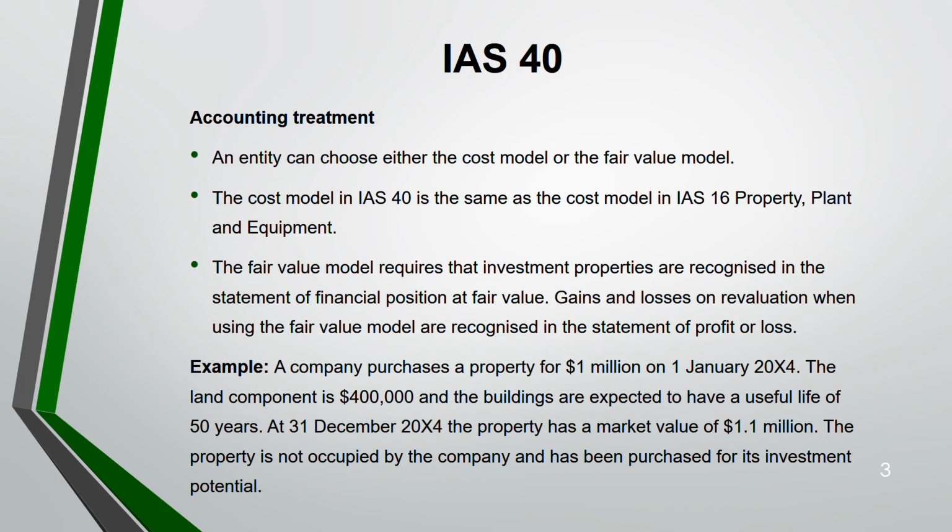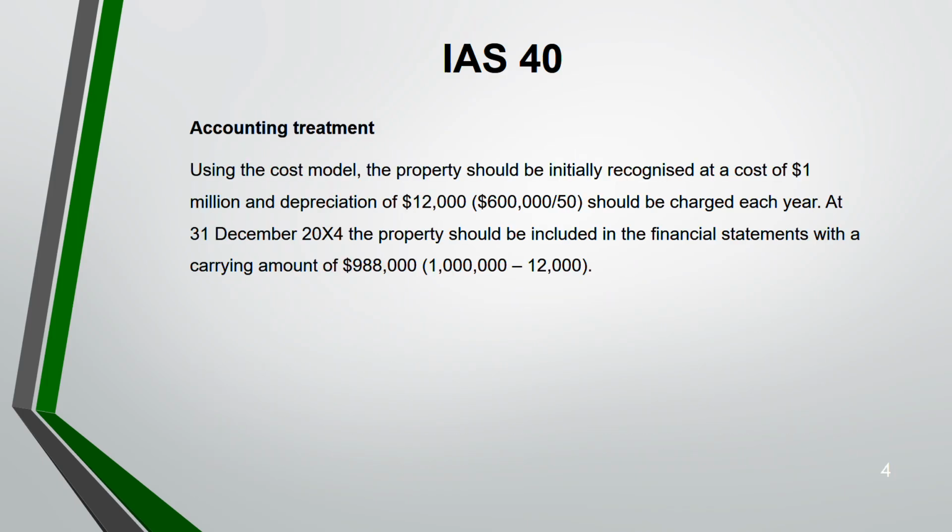Now, one example. A company has purchased a property for 1 million. Land component is 400. Expected useful life is 50 years. Property had a market value of 1.1. Property is not occupied by the company and it has been purchased for the investment. So now it's an investment property. Okay. So now what happened? What is the accounting treatment?